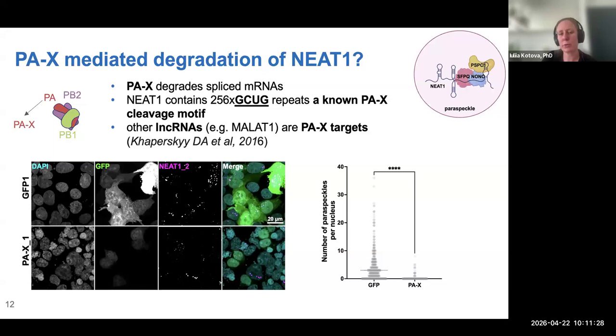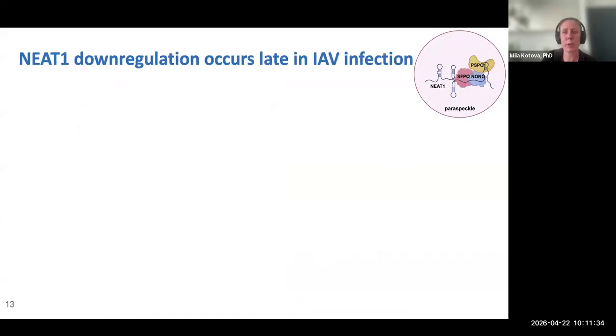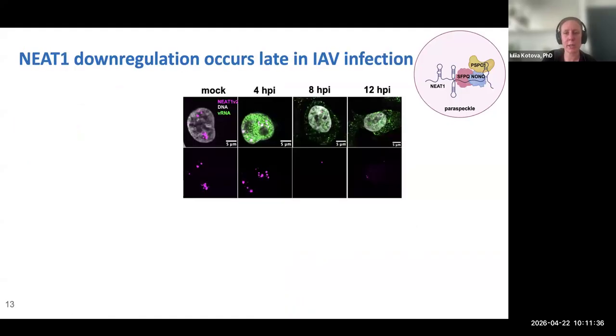Now we already have two different mechanisms that seem to be contributing to the disruption of paraspeckles. On one side, we have viral proteins NP and NS1 interacting with the paraspeckle components and causing dissociation. On the other side, we have the endonuclease that is degrading RNAs. So when we look here, we see that the paraspeckles are disrupted between 4 and 8 hours post-infection.